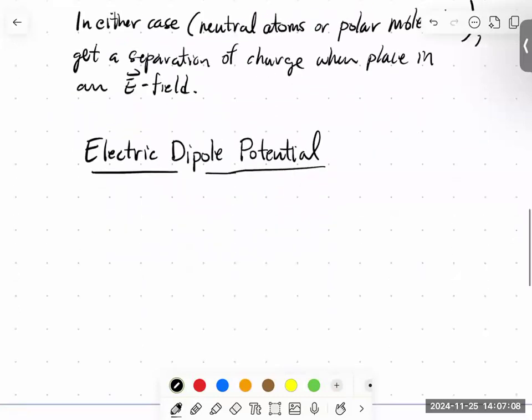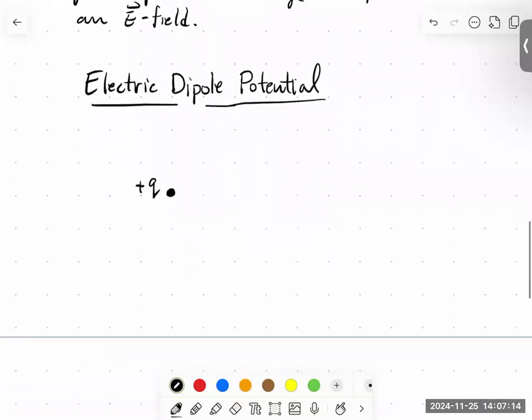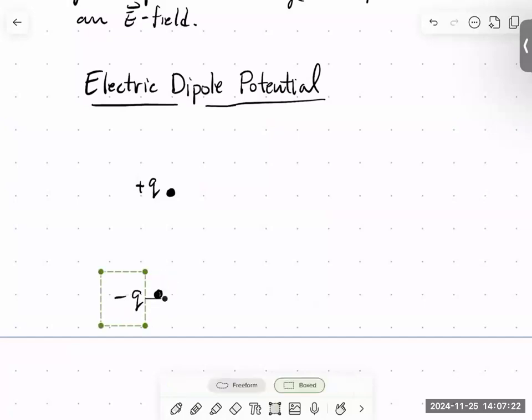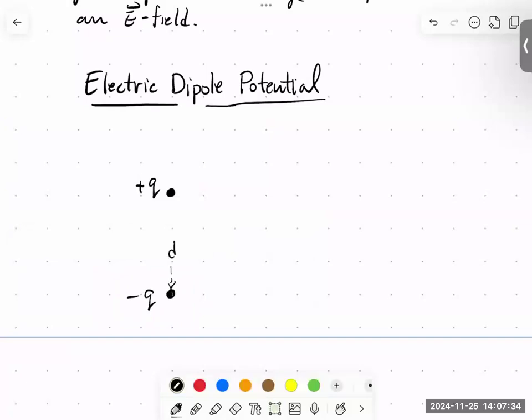So the electric dipole, physically what it is: we have some positive charge plus Q separated from some equal but opposite charge minus Q. Let me move that over, get it lined up. And then we're going to say that that separation distance is D.